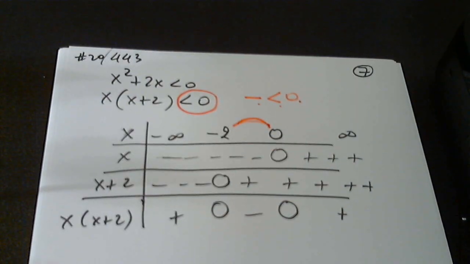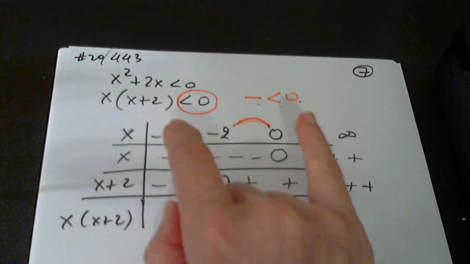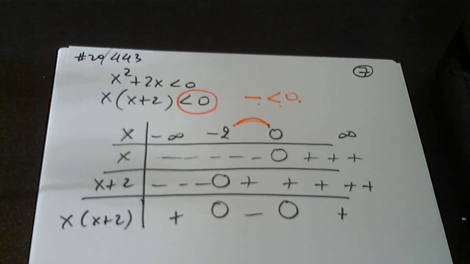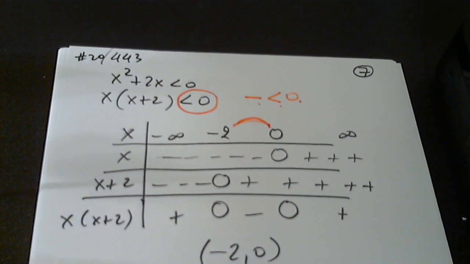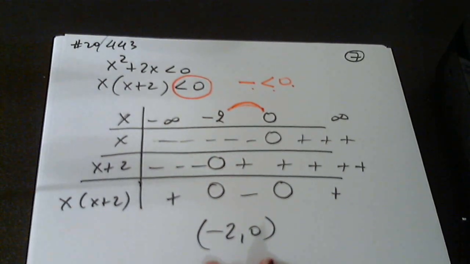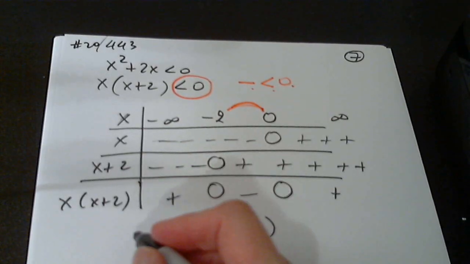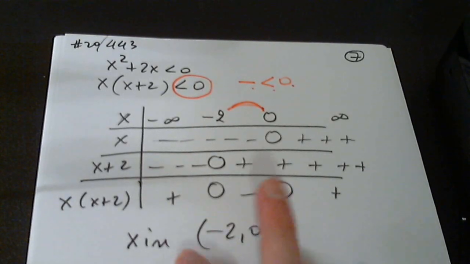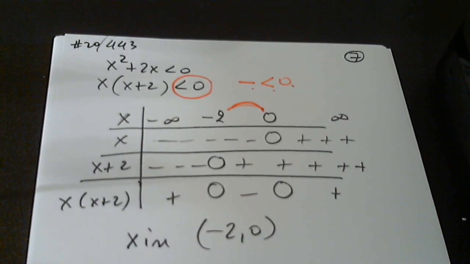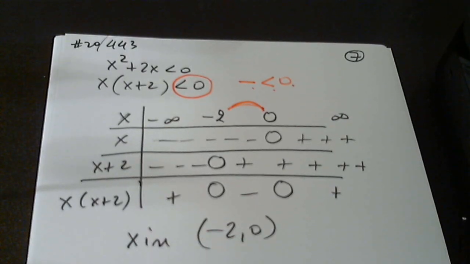So the solution is, without equal symbol, parentheses, -2, 0. Because this looks like an ordered pair, I always like to put in front x in the interval. So it's not considered the point -2, 0. -2 is x and 0 is y. No, this is an interval just for x. That's it.